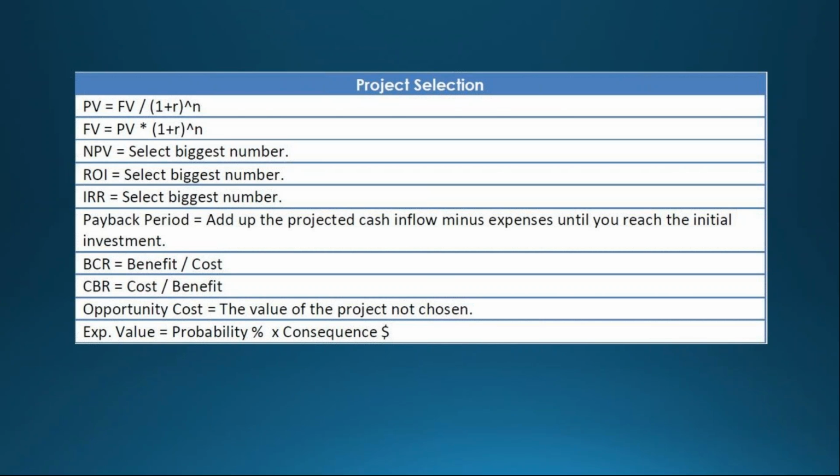The formulas are right here. You're absolutely going to see some of the project selection material and earned value. I'm not going to go back to earned value now. We're going to do that in the follow-up. But let's just take a quick look at the present value and future value.